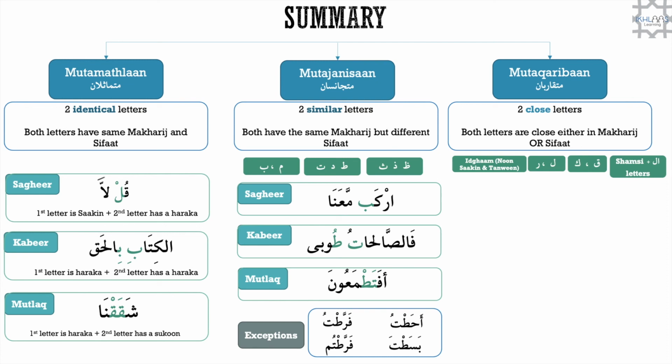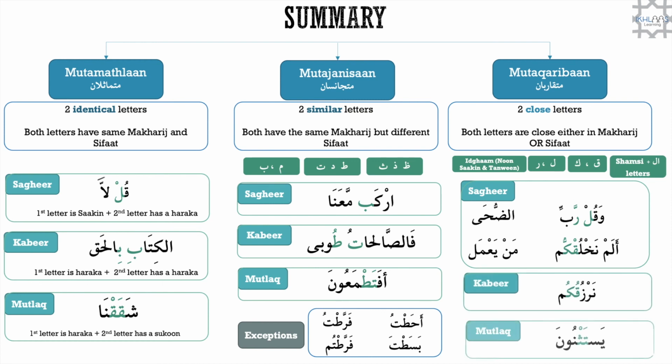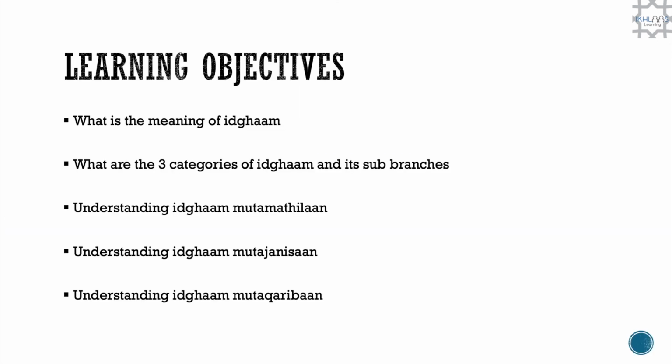For Mutaqaribaan, we have four categories. When there is an idgham without the noon involved, lam and ra, qaf and kaf, and the word al and shamsi letters. So for Saghir, we have examples. الضحى من يعمل وقل ربي ألم نخلقكم. For Kabir, we have an example. نرزقكم. And for Mutlaq, يستثنون.